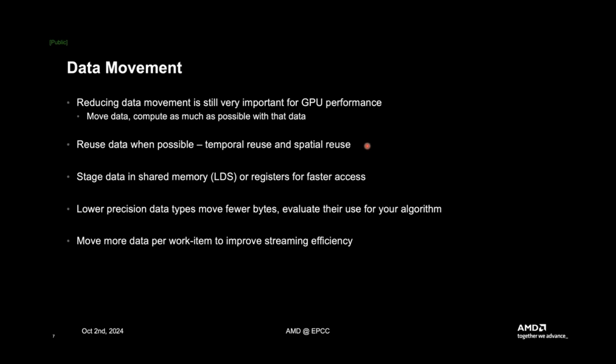You can access them. That's the fastest place to store your data and access it from your compute cores. That is a better strategy. If your algorithm can tolerate lower precision data, if you do not have to use FP64, you can work with FP32 or even lower precision, then you may want to think about just that because you would move fewer bytes.